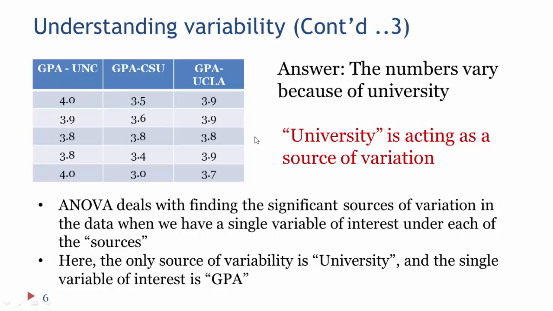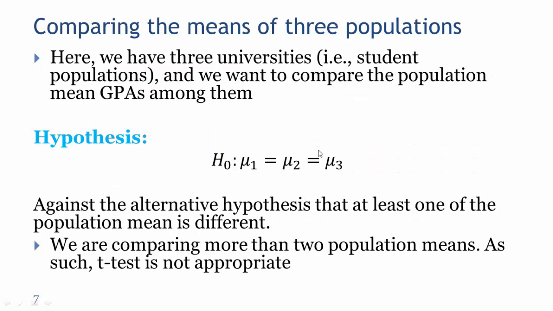So now statistically we want to formulate the hypothesis. So here we have three universities, that is we have three student populations, and we want to compare if the population means are the same, so mean GPAs are the same. So the hypothesis will be written in this form.